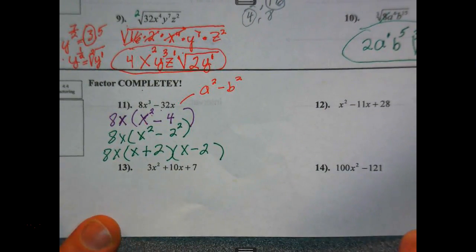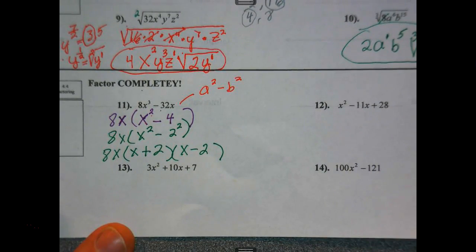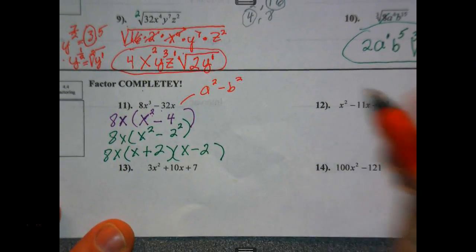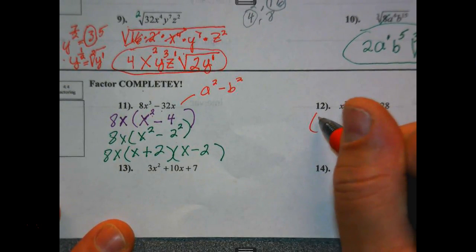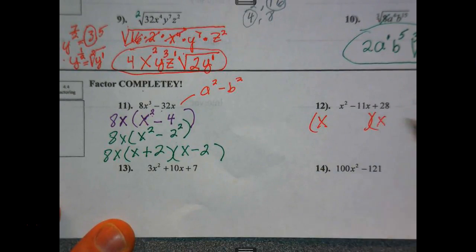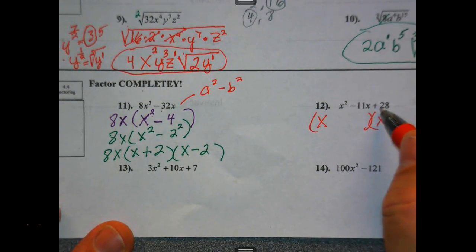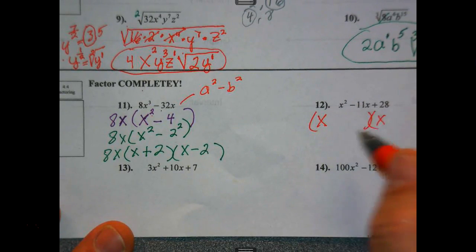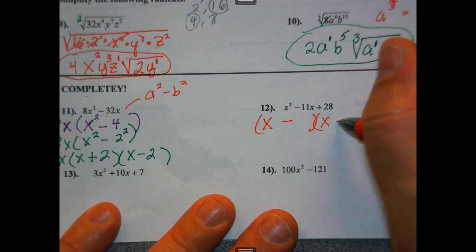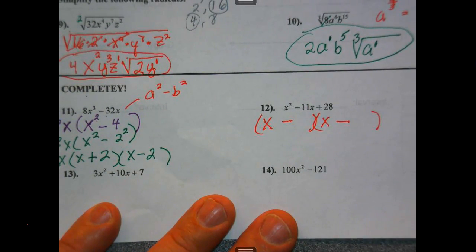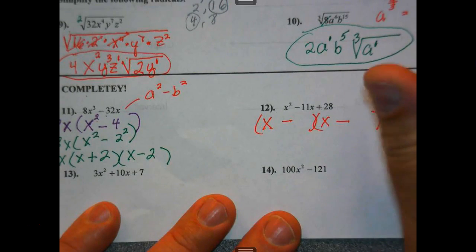How about number 12? This is the easy one because my a is 1. So how do I get x squared? Well, x times x. The sign is positive. They have to multiply to a positive, yet they have to add up to a negative. So what are my signs here? Negative, negative. Okay, factors of 28 that add up to 11.